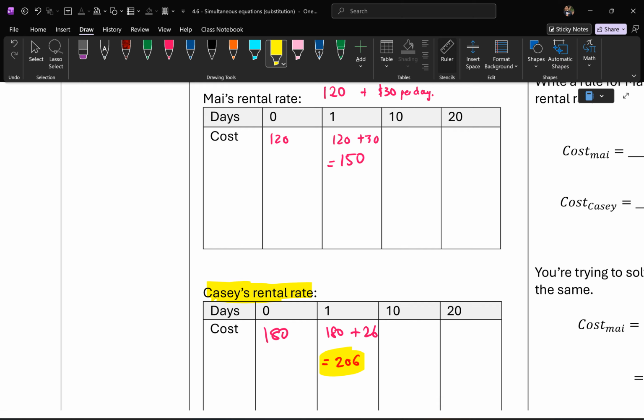So the question is, how long before Casey's rate pays off, because Casey's is slightly cheaper per day? You can keep guessing numbers, and I chose the number 10. What if they borrowed it for 10 days? So for 10 days, $120 upfront for Mai, plus $30 per day. If they hired it for 10 days at $30 per day, that's $300. So it's 30 times 10, 120 plus 300 gives you 420.